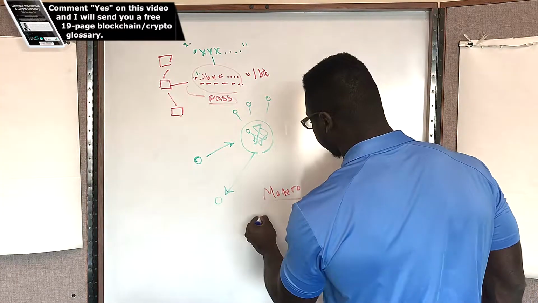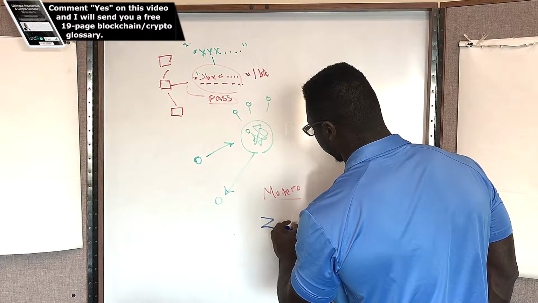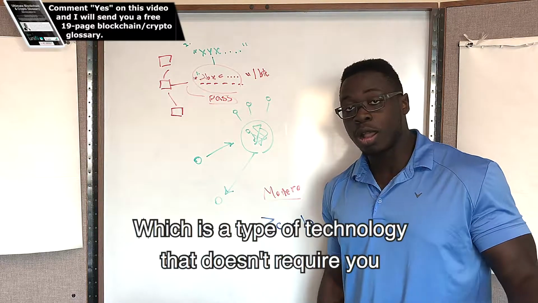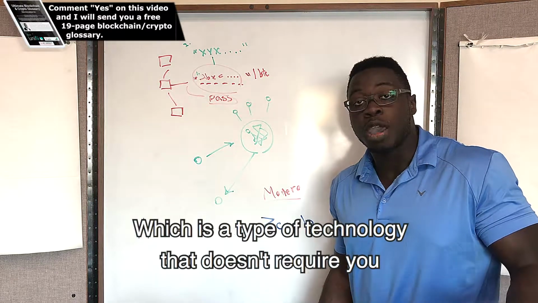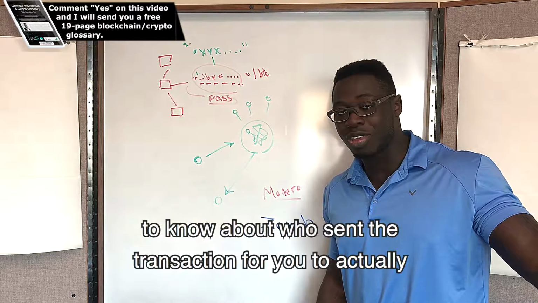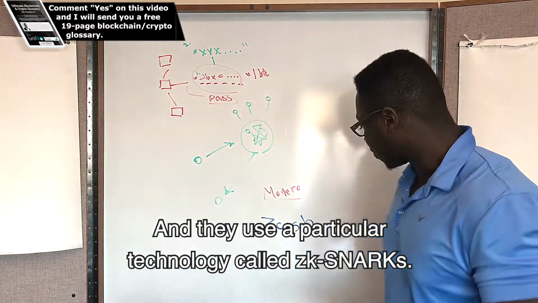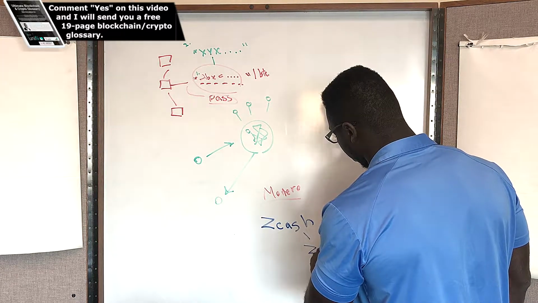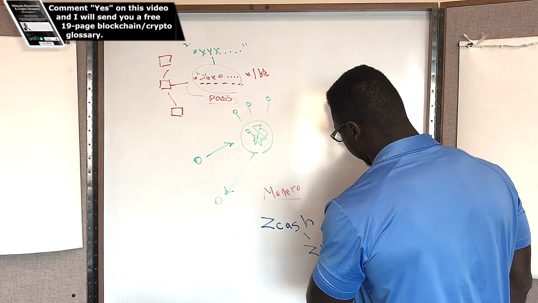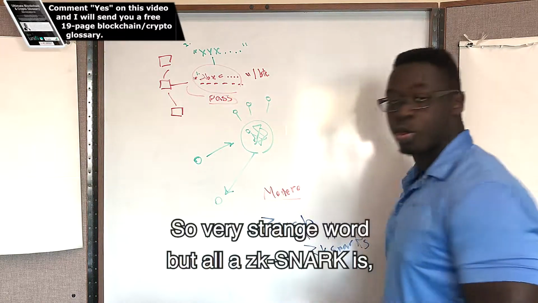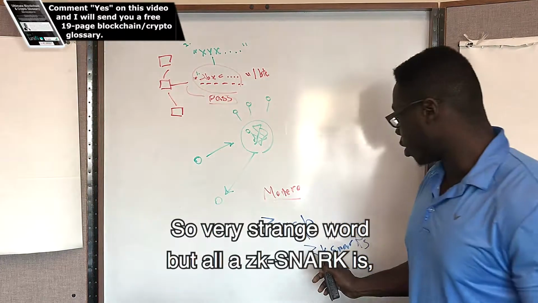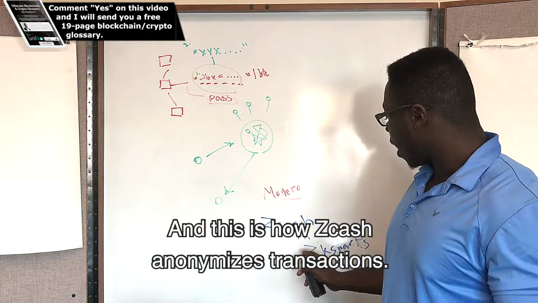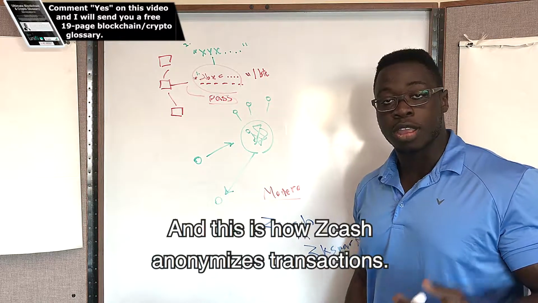And Zcash uses something called zero-knowledge proofs, which is a type of technology that doesn't require you to know who sent the transaction for you to actually validate it. And they use a particular technology called ZK snarks. So, very strange word, but a ZK snark is a particular type of zero-knowledge proof. And this is how Zcash anonymizes transactions.